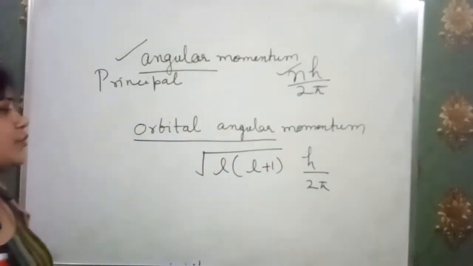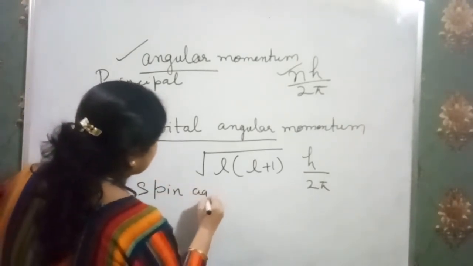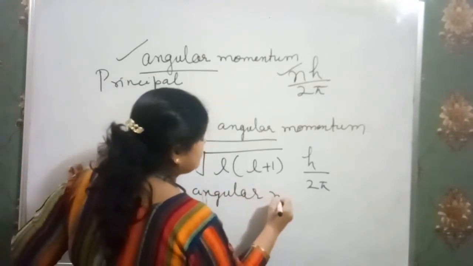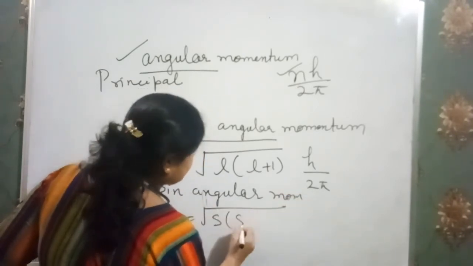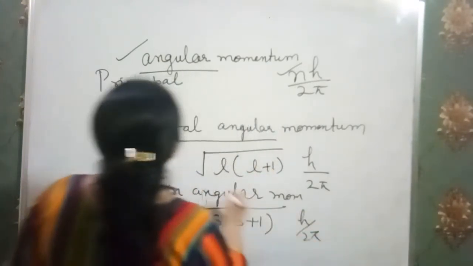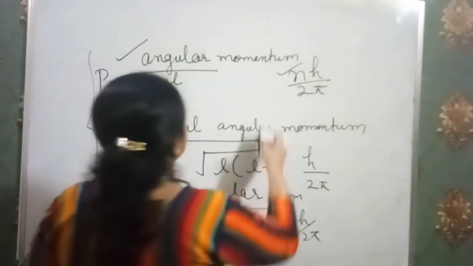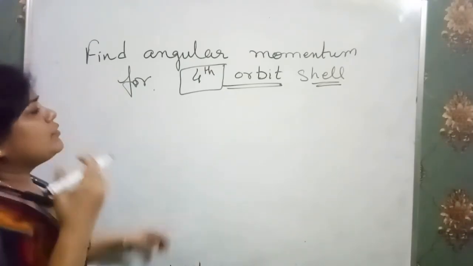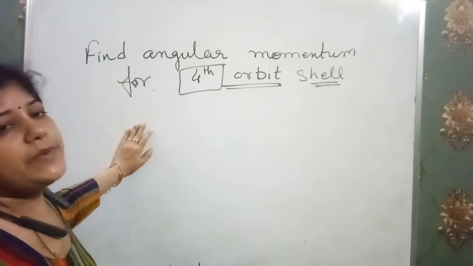And when the question asks you to calculate spin angular momentum, then our formula is √(s(s+1)) h/2π. Now I am going to take different cases in order to explain this. I am taking one by one each and every question in order to explain the concept of angular momentum, orbital angular momentum and spin angular momentum.